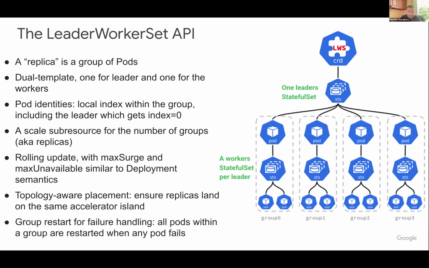With LWS, again, you don't really need to know the rack ID, XYZ, and so on. You just say group by rack ID, and that's it. You just need to know the key of the label, not the value.